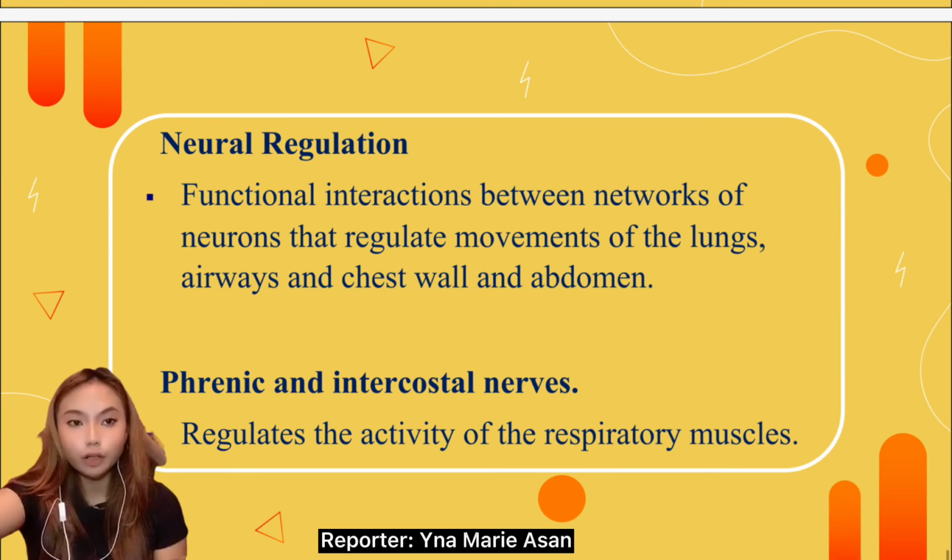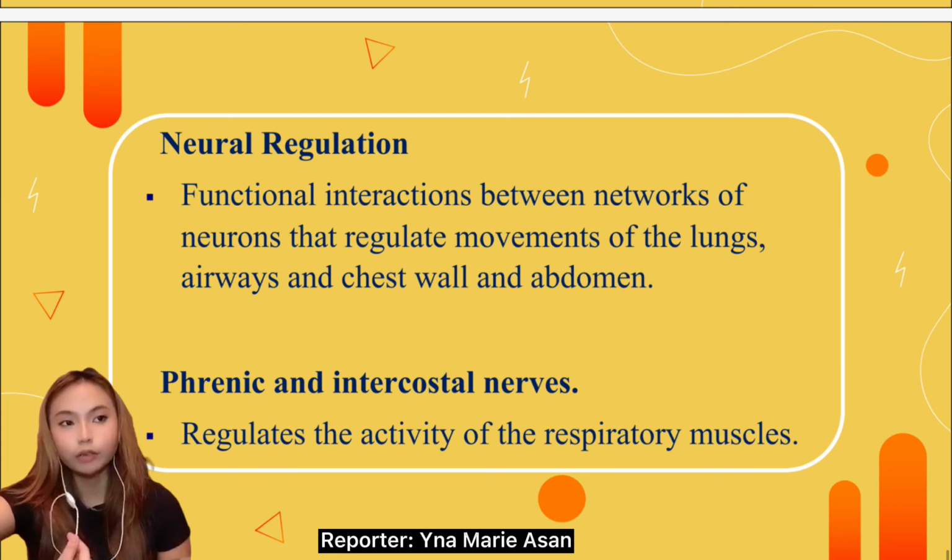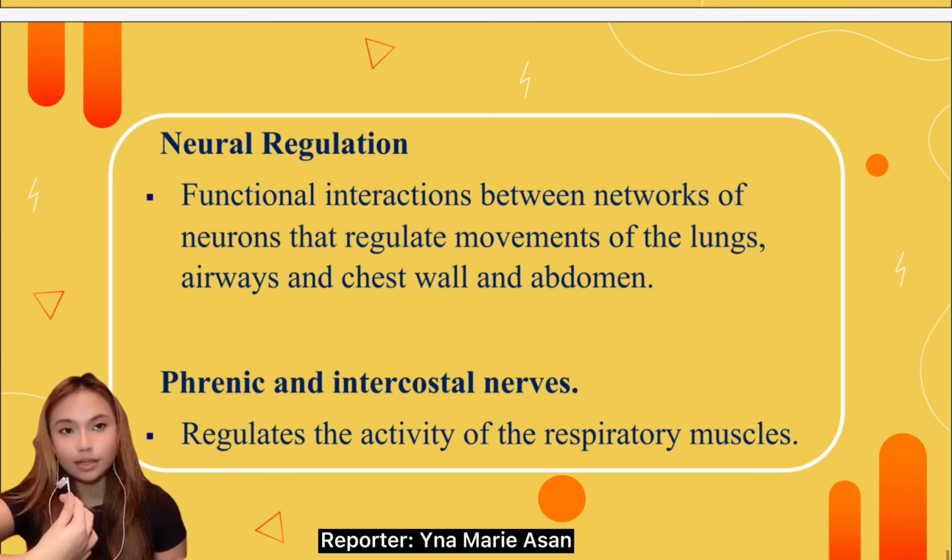So, the phrenic nerve is among the most important nerves in the body due to its role in respiration, because the phrenic nerve provides the primary motor supply to the diaphragm. So, this is the major respiratory muscle. The intercostal nerves are important for normal respiration, in particular by innervating the intercostal and the abdominal muscles. So they are essential to cough and sneeze.